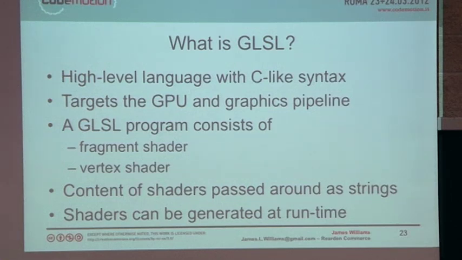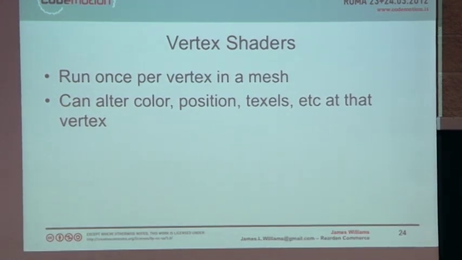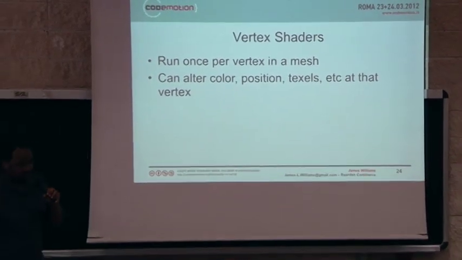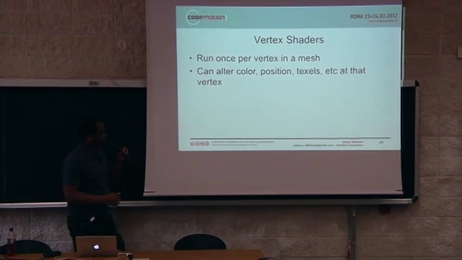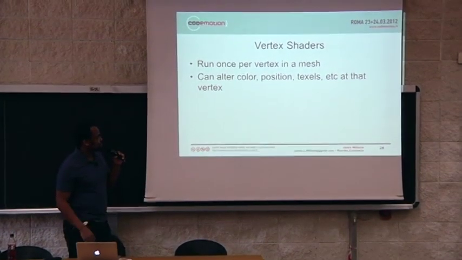Now the fragment shader is just a spiffy name for pixel shader, so that you can have a specific unit of code be applied to every single pixel in a mesh. And the vertex shader, as its name states, is just for the vertices. You can also communicate between the two of them, and you can generate them at runtime. So like I was saying before, a vertex shader is run on every vertex in a mesh, and it can alter the color, position, texture coordinates, anything that you can apply to your vertex, you can use in a vertex shader.